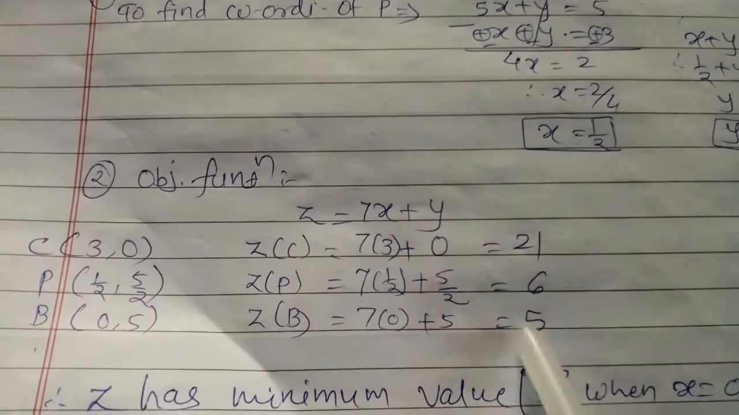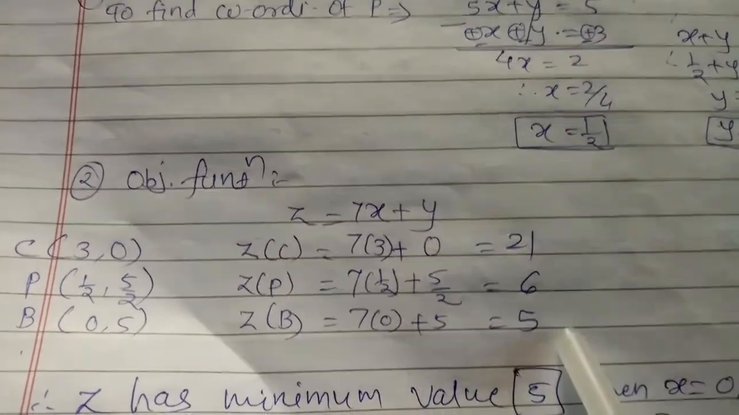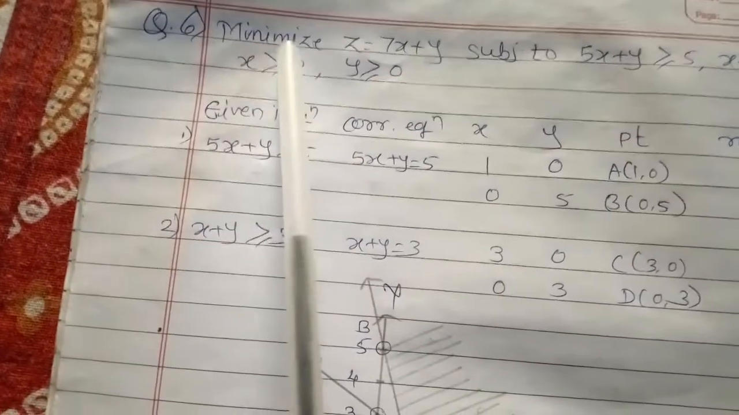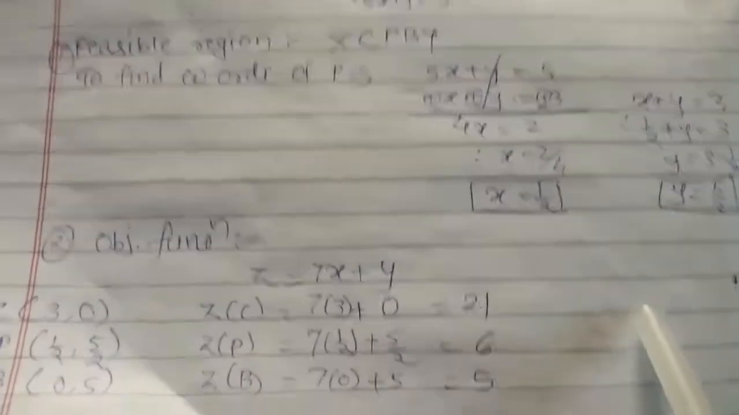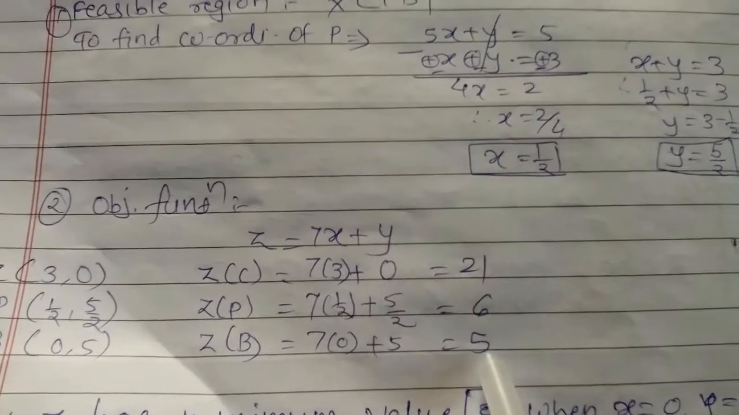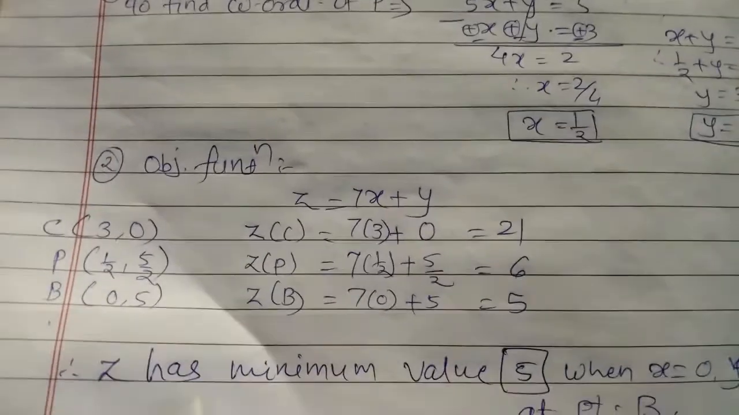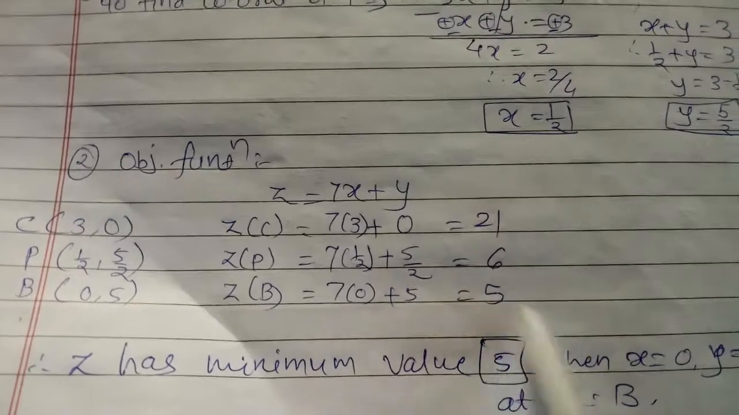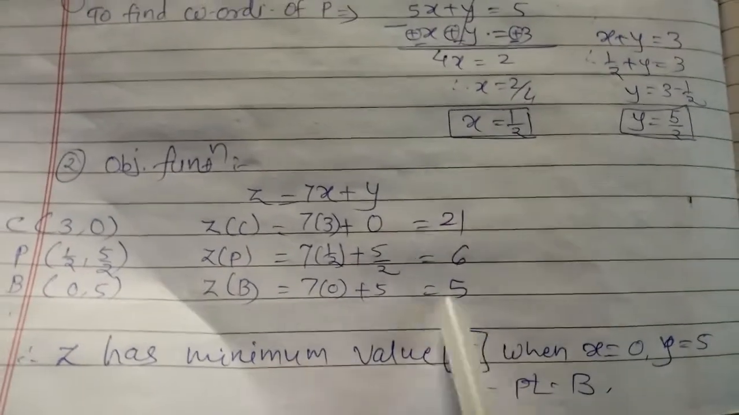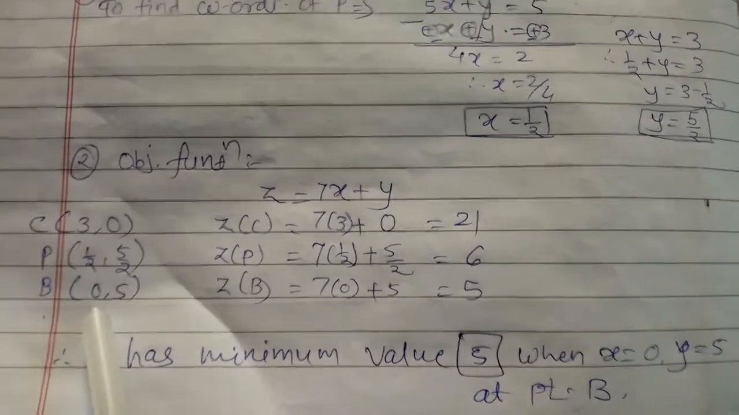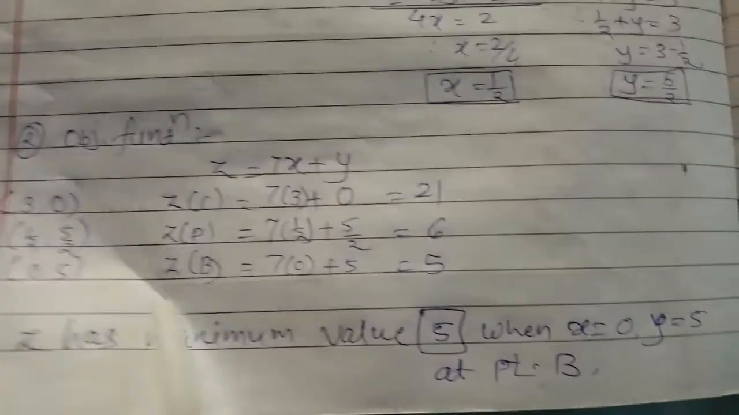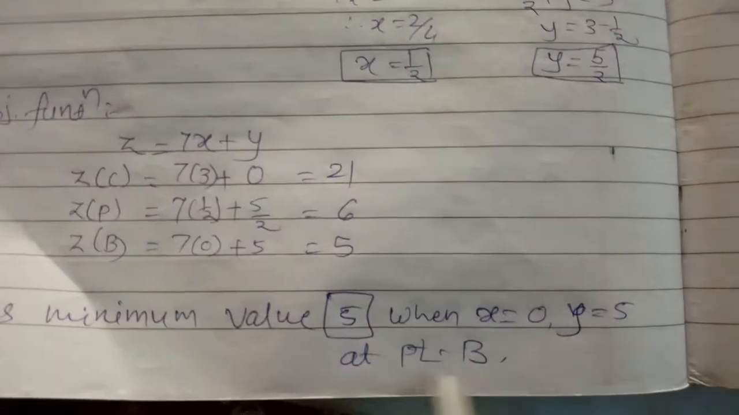So out of these 3 solutions, since here we have to minimize, we take the smallest number, the minimum value, that is 5. And so z has the minimum value 5 when x is equal to 0 and y is equal to 5 at point B.